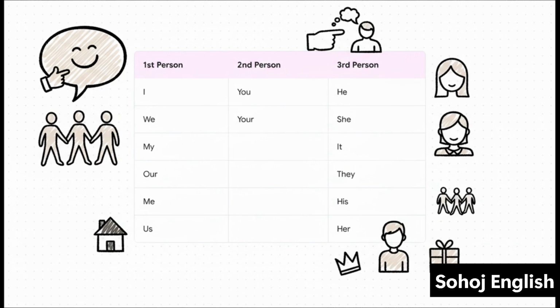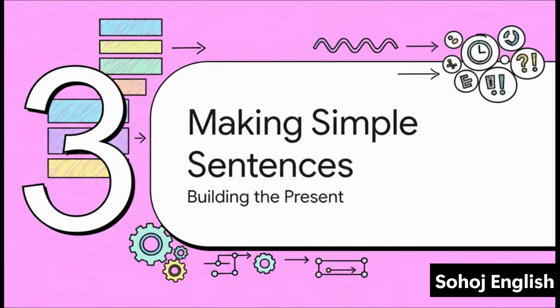I and we, that's the speaker, so they're always first person. You, the listener, is always second person. And everybody else, he, she, it, they, they're all third person. Getting this down is the real key to making sentences that just work. Okay, we've got our words, we have our main rule for organizing them, so let's get to the fun part. Let's actually put them together and build our very first sentences about what's happening right now.